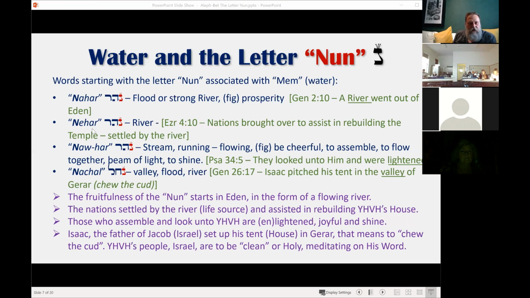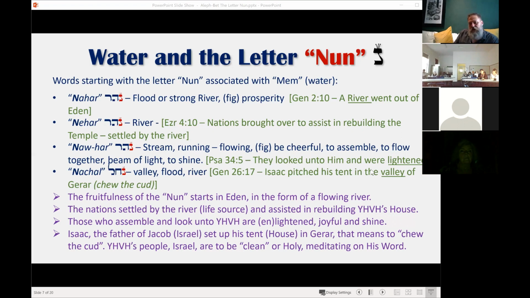The next one, Nehar, is basically the same letters, but just with different vowel points. And that's found in Ezra 4 verse 10, and it's translated as river in context of the rebuilding of the Temple of Jerusalem, which is found also in the book of Nehemiah. And this is where the nations were brought over, and some of them settled by the river, and they were used to rebuild the temple.